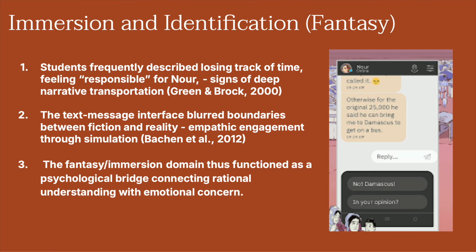So let's look at immersion and identification, or fantasy. You frequently described losing track of time, feeling responsible for Noor, and checking your phones between sessions, which are signs of deep narrative transportation. You all mentioned that the text message interface blurred the boundary between fiction and reality, and it produced what people who study empathy would call empathic engagement through simulation, going back to Botchin et al.'s 2012 work. The fantasy immersive domain functions as a psychological bridge connecting your rational understanding with your emotional concern.